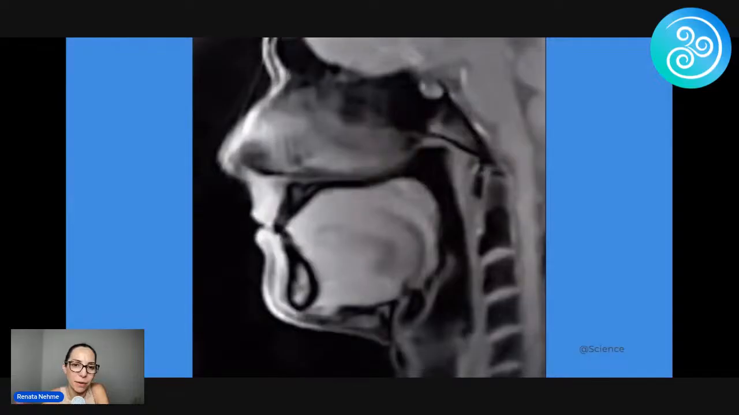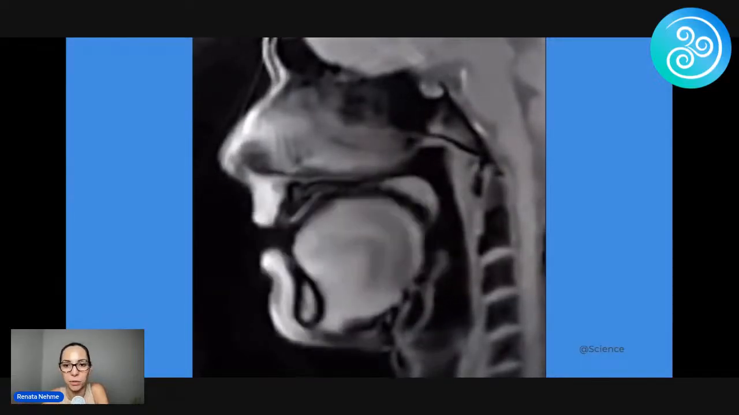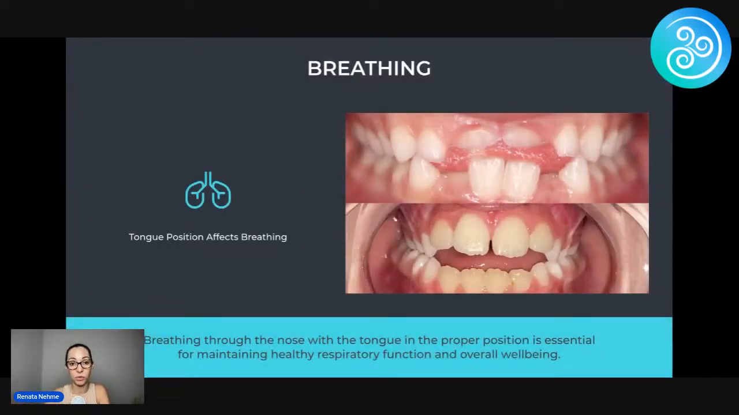So, we talked about all the functions that the tongue is responsible for. However, the tongue is responsible for a lot more.